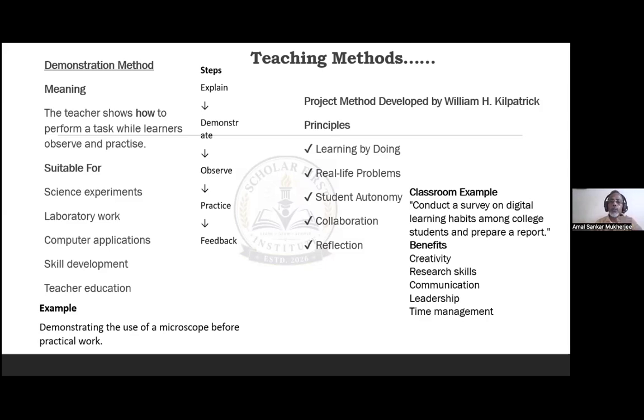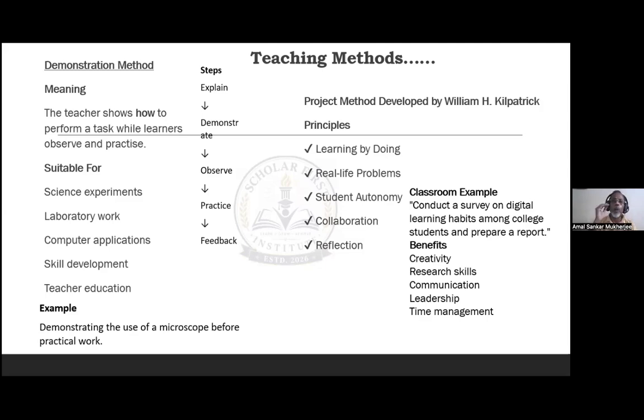That means the students' ideas about the different problems or issues that are connected with the particular topic that is to be taught. So these are the principles of the project method: learning by doing, real life problems, student autonomy, collaboration, and reflection. Can I cite one classroom example? Like, conduct a survey on digital learning habits among college students and prepare a report.